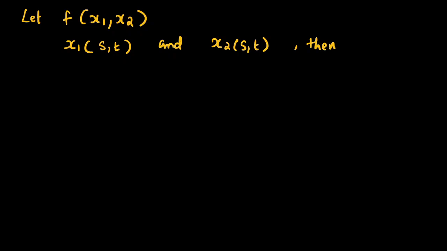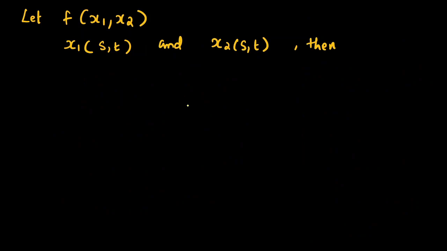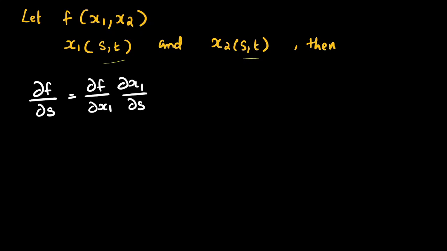Then if we have two functions, in this case x1 is a function of t alone and x2 is also a function of t. If we have more than one variable, that is the example here, x1 is a function of s and t, x2 is a function of s and t. So these two are multivariate functions again. So how do we find out? Dou f by dou s will be dou f by dou x1 into dou x1 by dou s plus dou f by dou x2 into dou x2 by dou s.